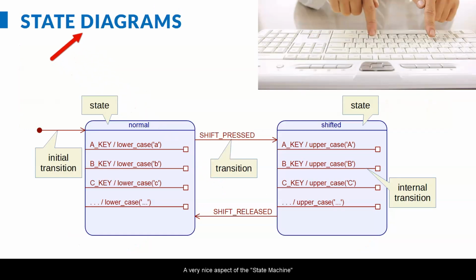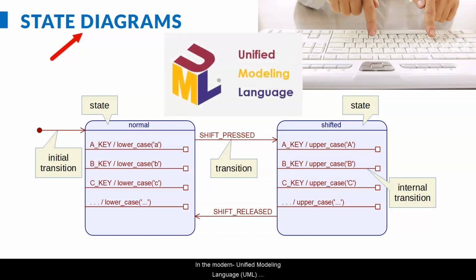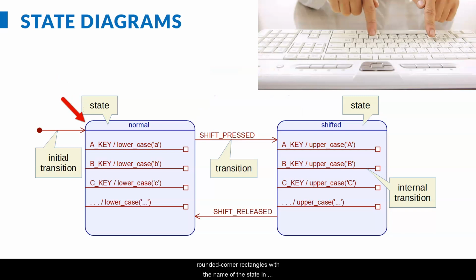A very nice aspect of the state machine concept is its compelling graphical representation in the form of state diagrams. In the modern Unified Modeling Language (UML) notation, states are represented as rounded corner rectangles with the name of the state in the name compartment, and regular state transitions are represented as arrows labeled by the triggering events. In the UML, you can also have so-called internal transitions, which do not cause a change of state but only execute actions in response to a given event. These are represented just as triggering events inside states.